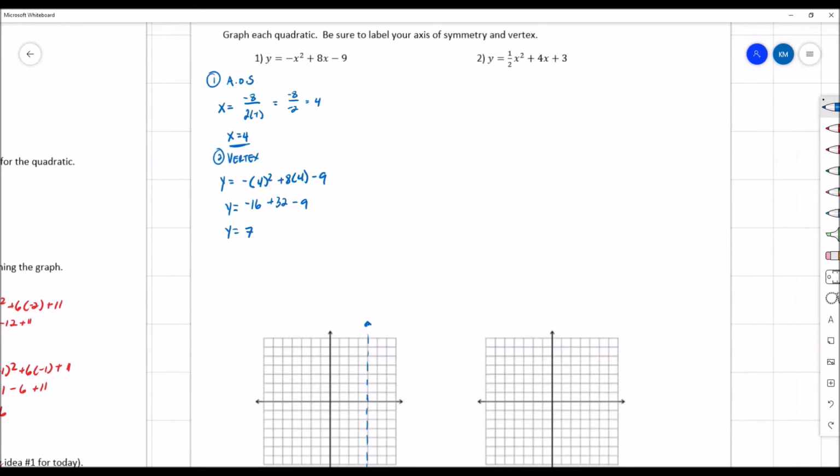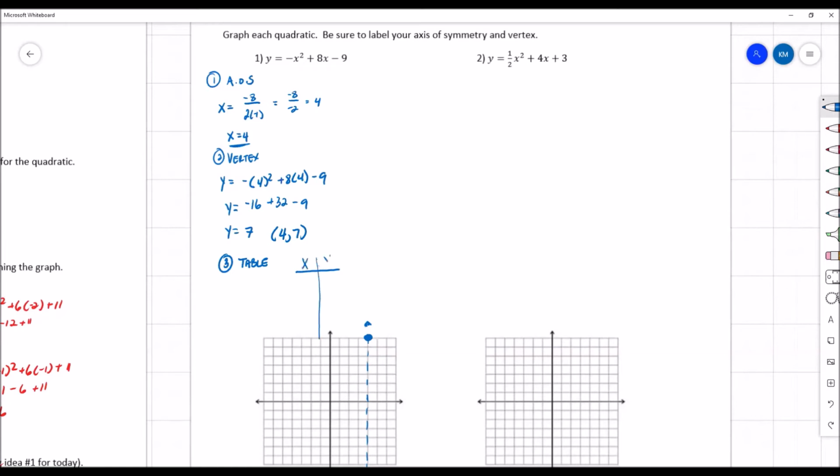So our vertex, what we're trying to find, is at 4, 7. 1, 2, 3, 4, 5, 6, 7, right at the top here. That's our vertex. From there we make our table. And those are the 3 steps to graphing a quadratic.